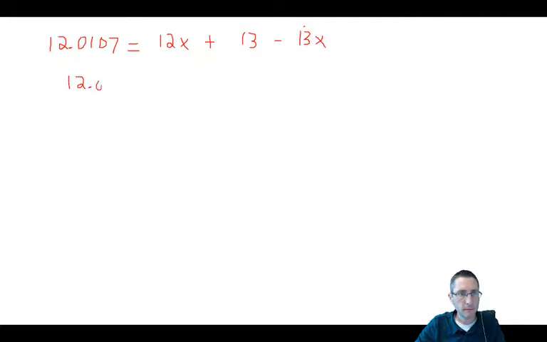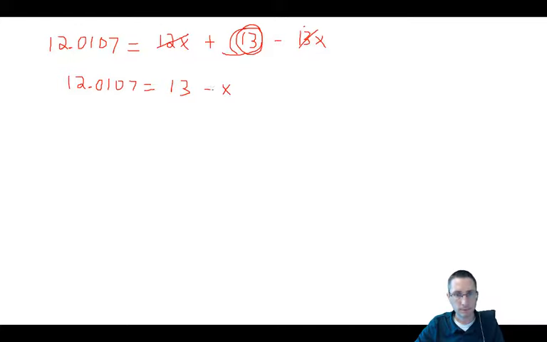Simplifying the right side, I can combine that 12x and 13x. 12x minus 13x, you're left with minus 1x. I still have the 13 sitting here, so don't forget about that. But this right side simplifies to 13 minus x. Here's the 13 minus 13x, but I've taken away 12 of those x's, and so I should be left with negative 1x. So 13 minus x on the right.